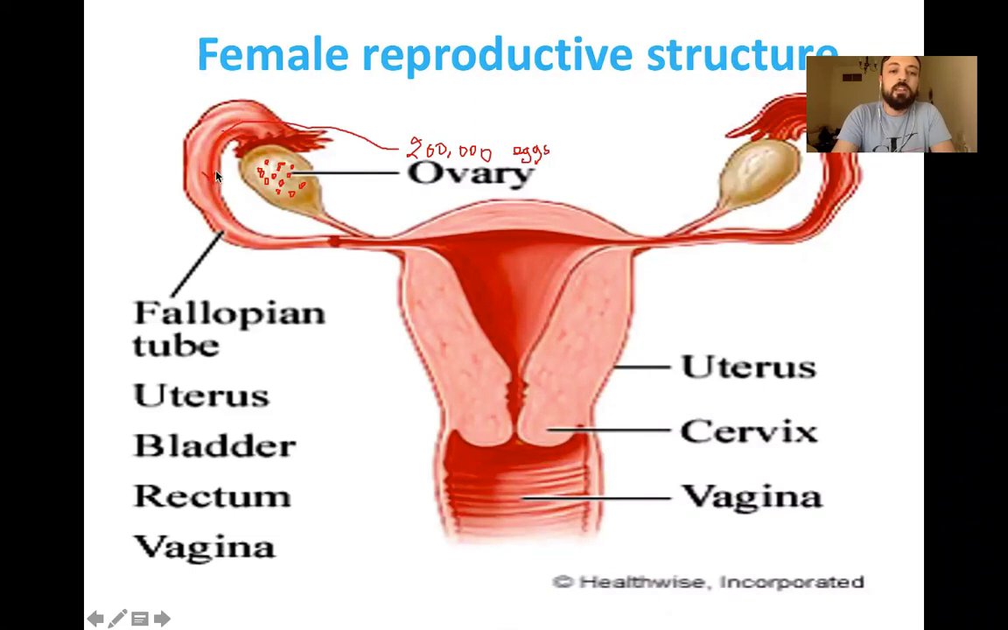These eggs are released every period, every 28 days, starting from the age of puberty. What's the age of puberty for females? Do you have an idea?